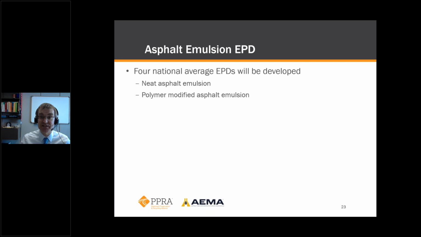So one is a neat asphalt emulsion, just unmodified asphalt binder, and that's it. We're also looking at polymer modified asphalt emulsion. And notice how we're not differentiating between latex or SBS modified. We're just saying it's polymer modified. We're looking at asphalt emulsions with fuel oil, and we're looking at asphalt emulsions with rejuvenators. So these are the 4 types of asphalt emulsions that we're looking at, very broad categories, and we are going to develop 4 EPDs, and they'll be national average EPDs based off of the data we collect.